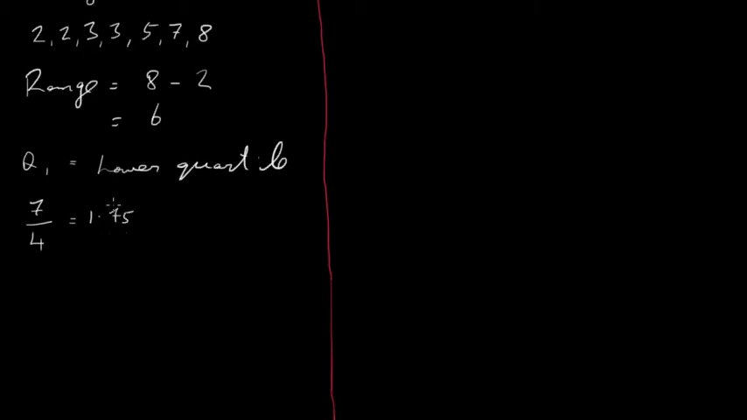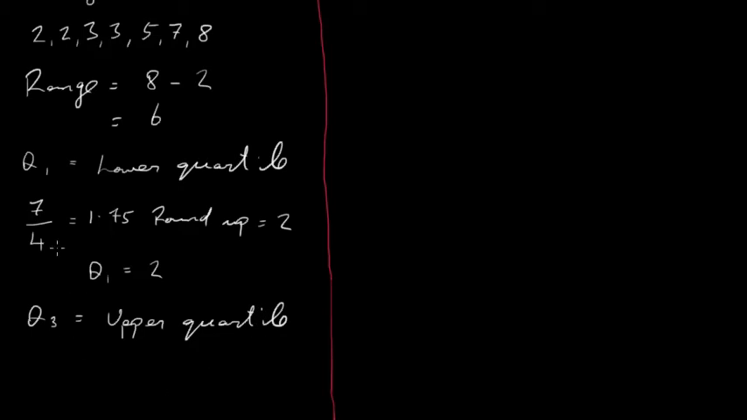Because 1.75 is not a whole number, we round up, so we're going to round up to 2. So we're going to count the second number as being our Q1. So this is our first number, this is our second number, so Q1 is our second number in this case, which happens to be a 2. Okay, so that's Q1. Now I'm going to calculate Q3, which is our upper quartile.